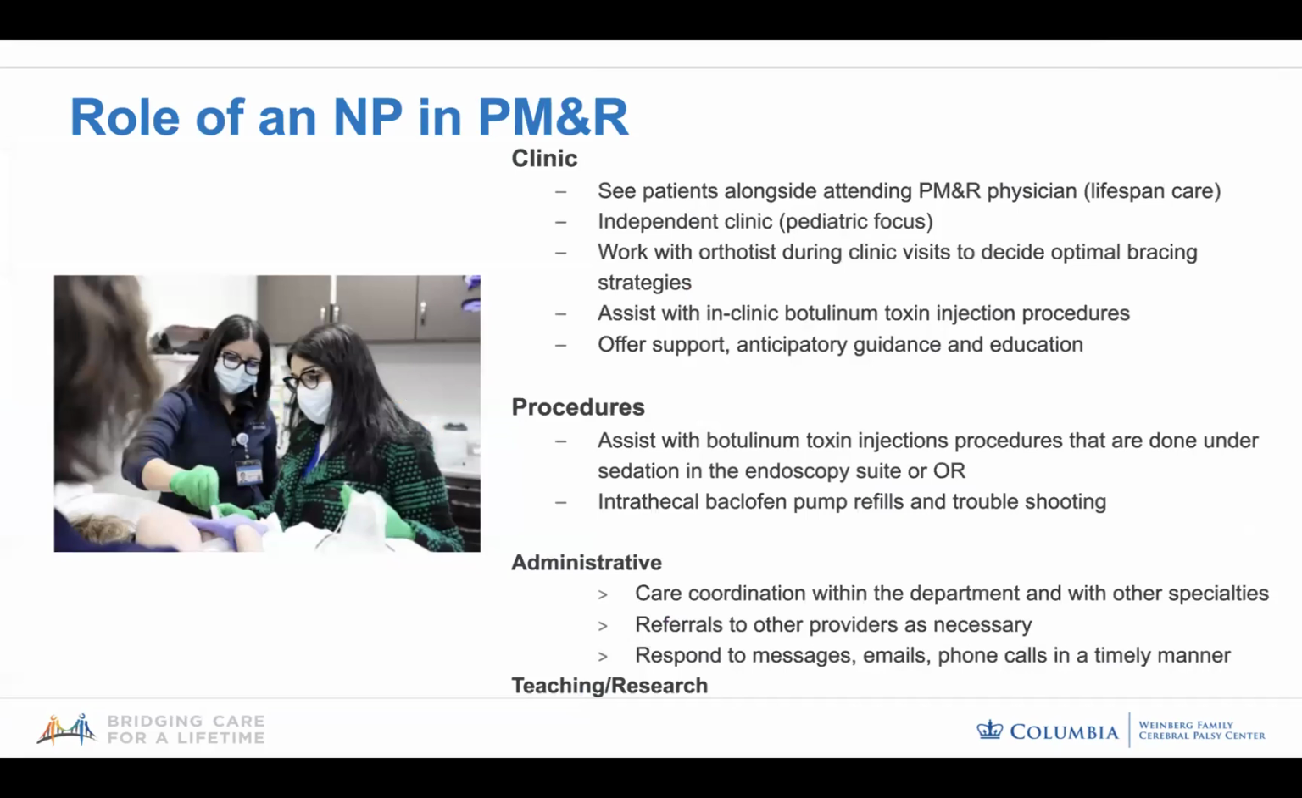So I just threw together a list of kind of the responsibilities of a nurse practitioner in PM&R. It's by no means comprehensive, but it gives a good overview of the things that we do. So first of all, in clinic, like Dr. Hyman said, we see patients alongside an attending PM&R physician. That's Dr. Azizi. Some of you may know her well. And in this clinic, we do focus on lifespan care.